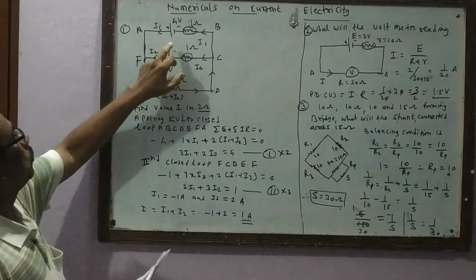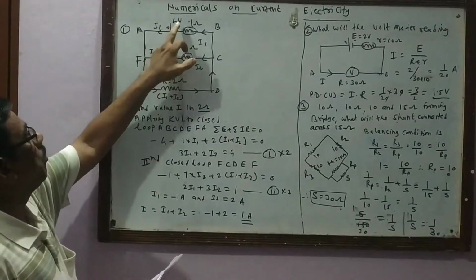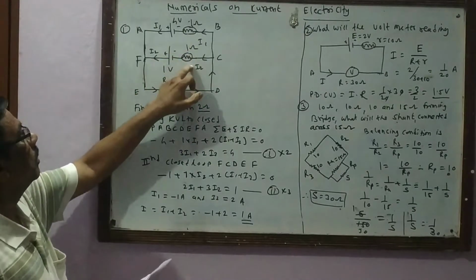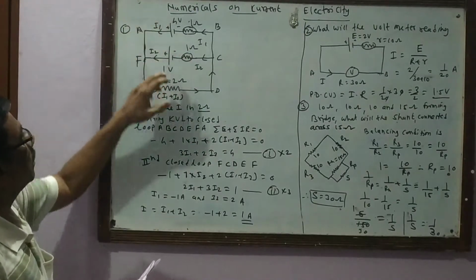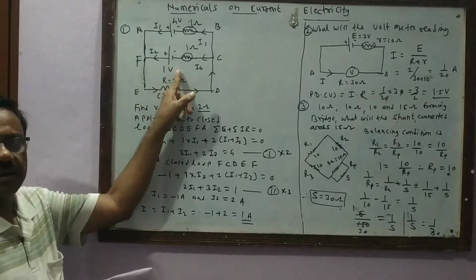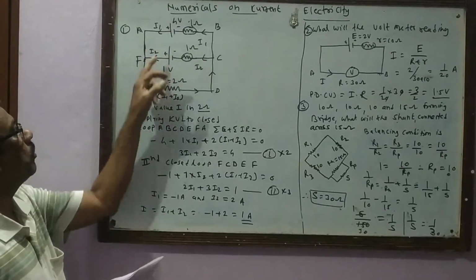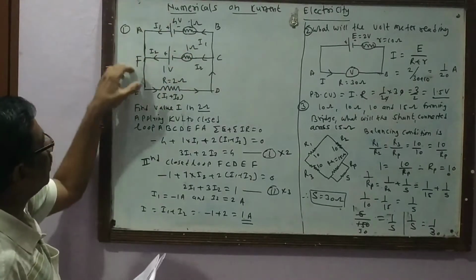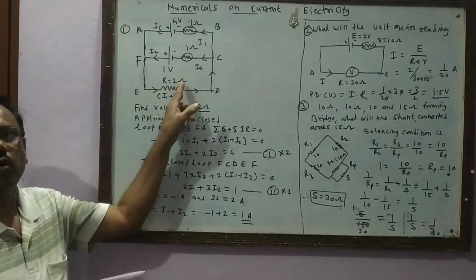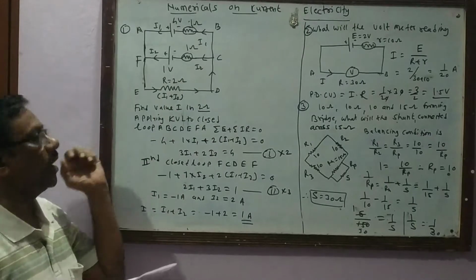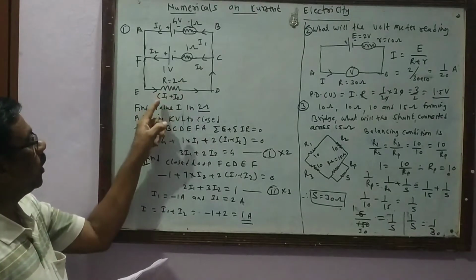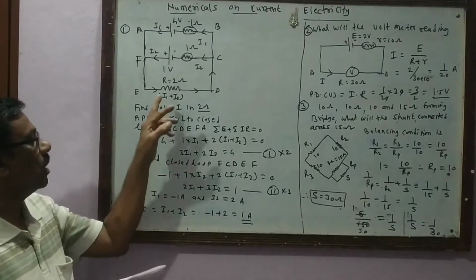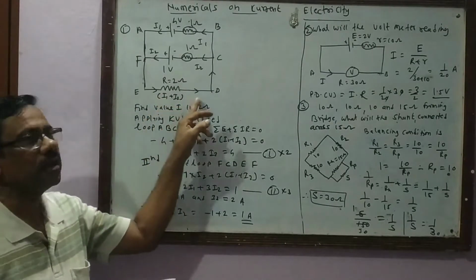Here two cells of EMF 4 volt and 1 volt, each having internal resistance 1 ohm, are connected in parallel such that like poles are together, positive connected to positive, negative connected to negative, and this combination is connected to an external resistance of 2 ohm. Our aim is to find the current flowing through the external resistance, that is, we have to calculate I is equal to I1 plus I2.